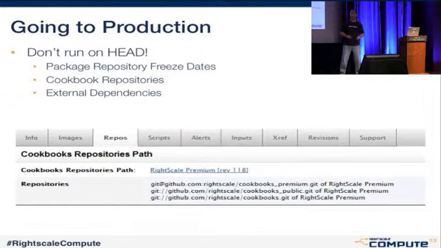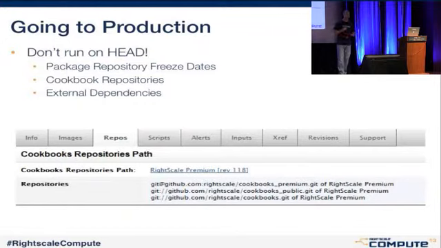So when you have an auto-scaling event and you know those app servers are going to launch and be able to take care of the traffic, it's not a crapshoot of, oh, did some package maintainer put in a package that had a broken dependency yesterday and now I'm unable to scale at all. So package repository freeze dates are important.